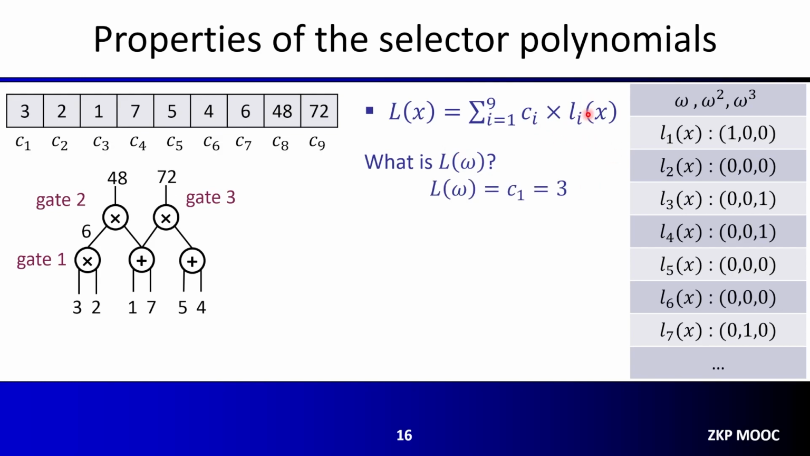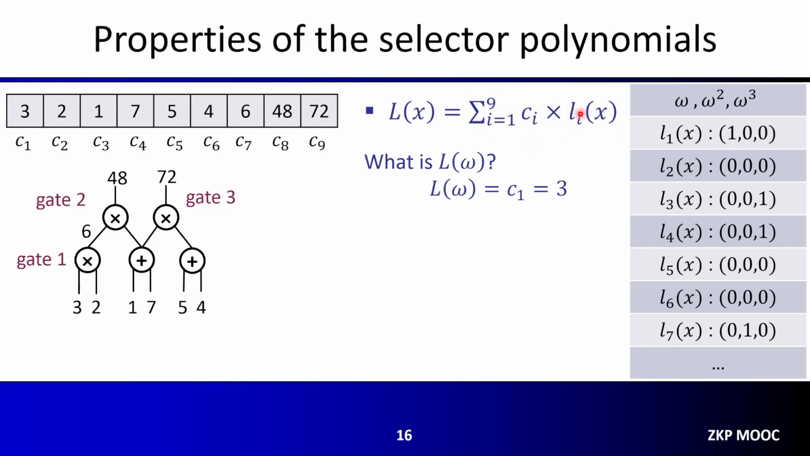Well, then by the definition of these Lix, we need to evaluate them at point omega. Basically, we are looking at the first column in this table. Because by definition, they're specifying the evaluation of L1x, L2x, L3x, and all the way to L9x at the point of omega. And as you can see from the table, there's only one non-zero value in this column, and that is L1 omega. Because of this property, there will only be one non-zero term in this entire summation.